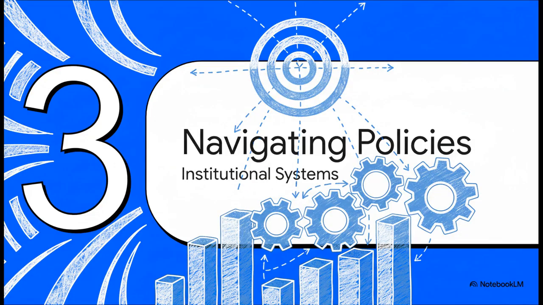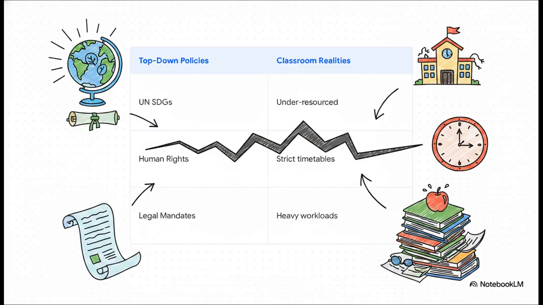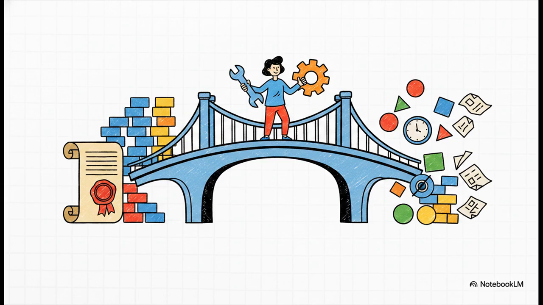Moving right along to Section 3, Navigating Policies and Systems. Let's zoom out from our internal beliefs to the massive systems we deal with daily. Because let's be real, you don't operate in a vacuum. On one hand, you've got these top-down legal mandates, like the UN Sustainable Development Goals or big human rights frameworks. Beautifully written, perfect on paper. On the other hand, your actual classroom reality. Under-resourced schools, huge class sizes, heavy workloads, and totally packed timetables. The gap between those high-level policies and the chaos on the ground is massive, and frankly, it can feel pretty overwhelming. But because of that massive gap, true inclusion cannot just be mechanical compliance.